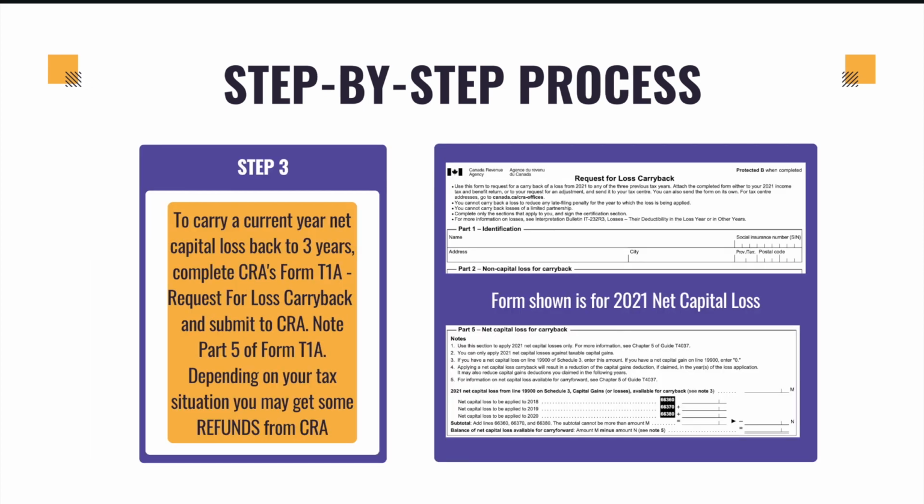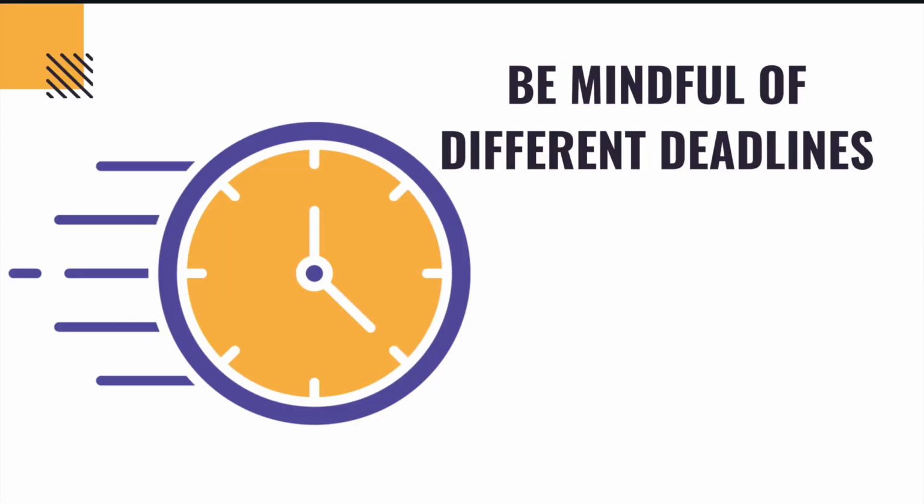Step number 3. To carry a current year net capital loss back 3 years, complete the CRA's Form T1A, which is called the Request for Loss Carryback, and submit it to CRA. Note Part 5 of this form. Depending on your situation, you may get some refunds back from CRA. The most important thing, as you have probably realized, is that we have to be very mindful of different deadlines to apply this strategy.